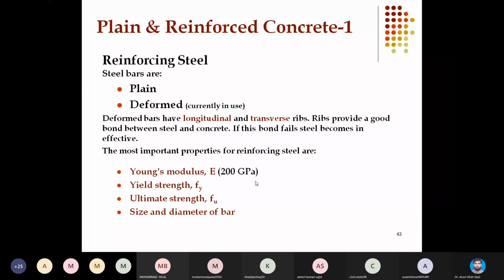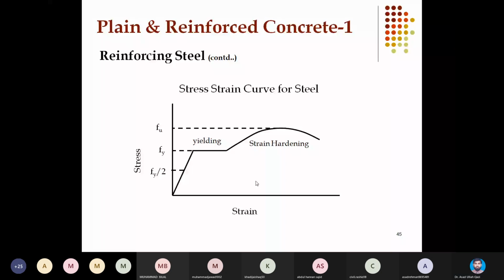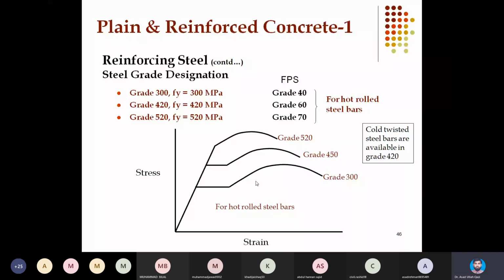Regarding the reinforcement, plain and deformed bars are used, and currently deformed bars are used because of the good bond between steel and concrete. And in the next lecture we will discuss in detail the composite action between steel and concrete and how we determine the maximum bending stresses on the cross section, what are the limitations. And in the next lecture we want to start ultimate strength design of the beam elements, ultimate strength design of the reinforced concrete beam elements, and our first discussion will be on flexural design.